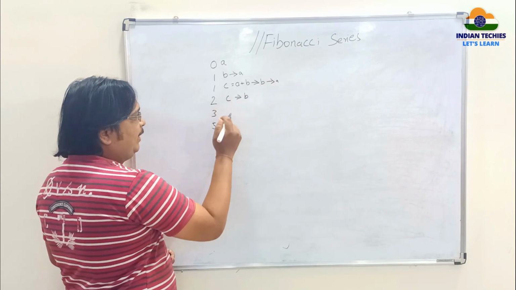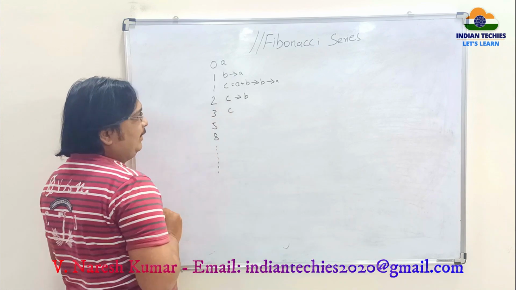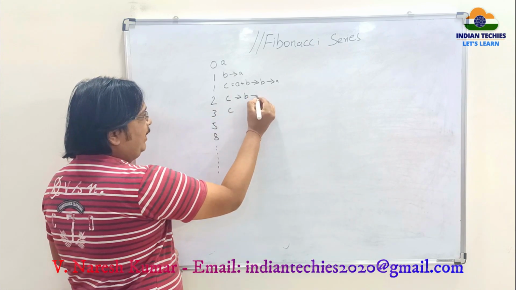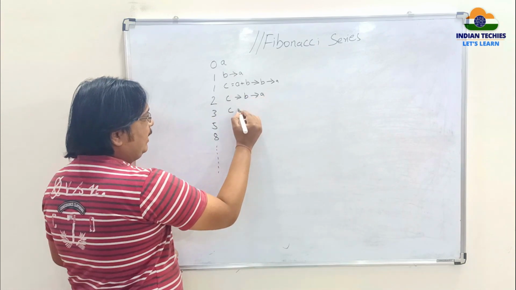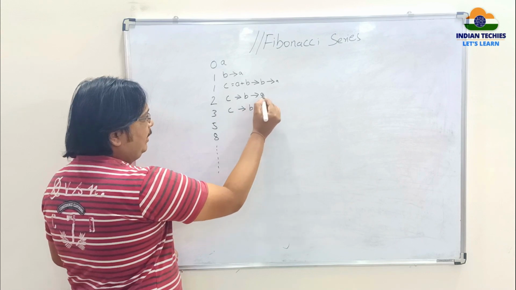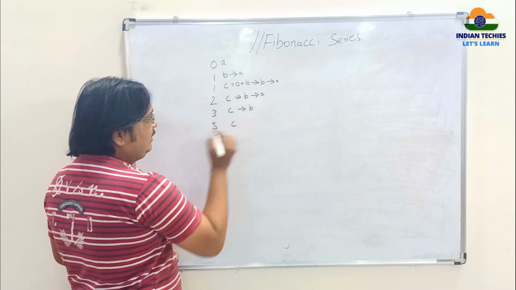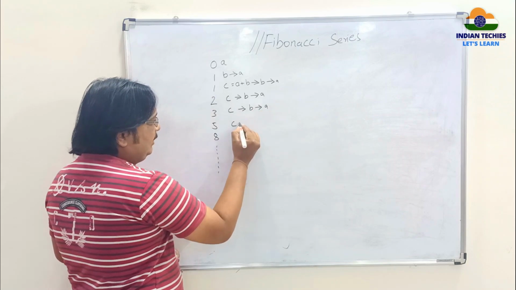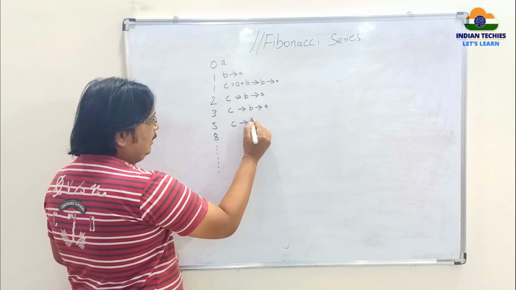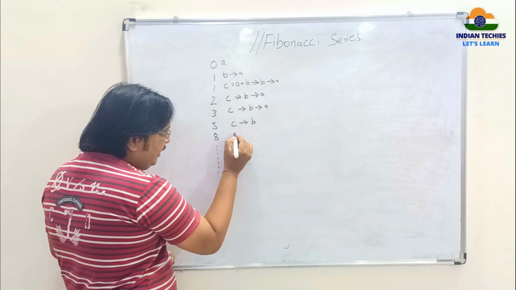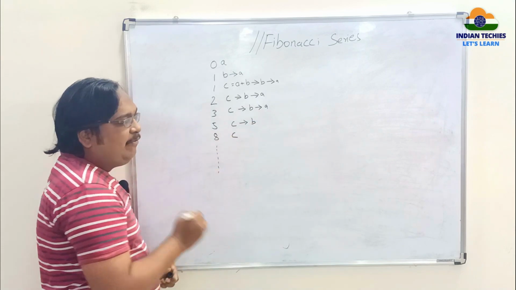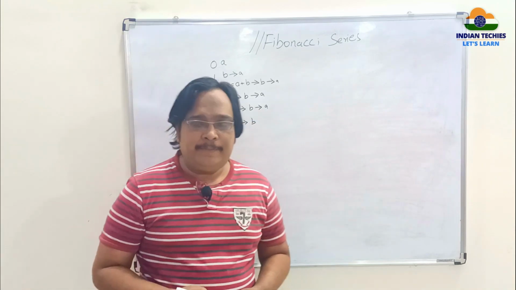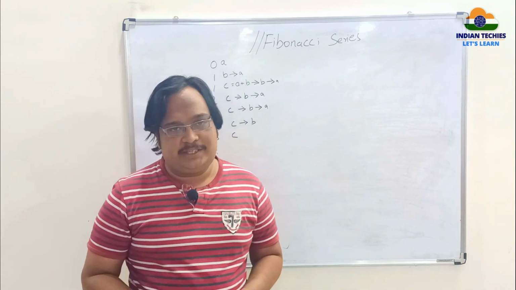Then again A plus B you will get C. Then again you will make this B as A and this C as B. That is A plus B, C. Again you will make this latest B as A, this latest C as B. That is A plus B, you will get C. In this way we have to follow to write the Fibonacci series.